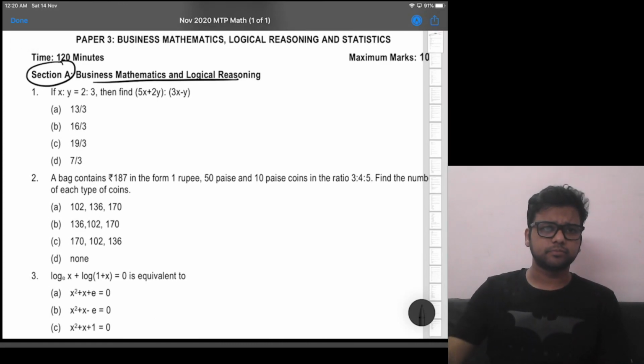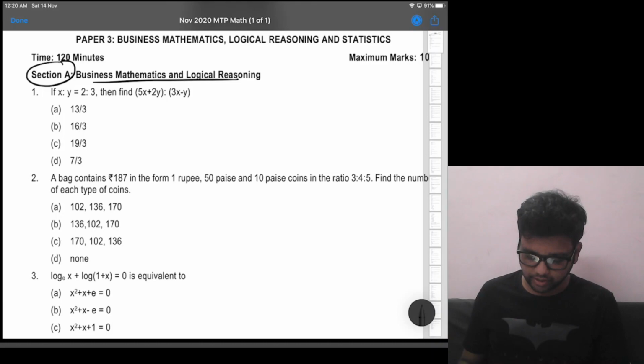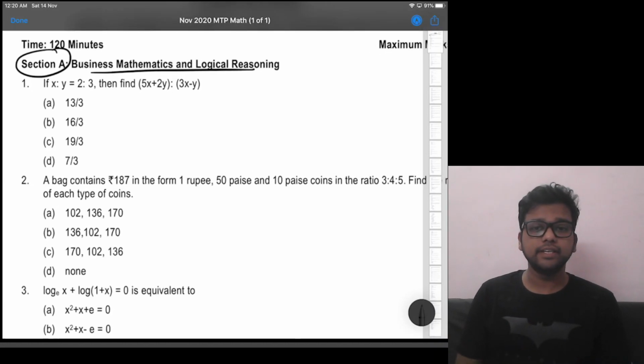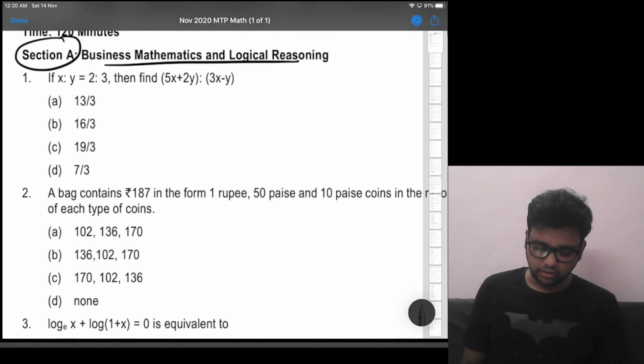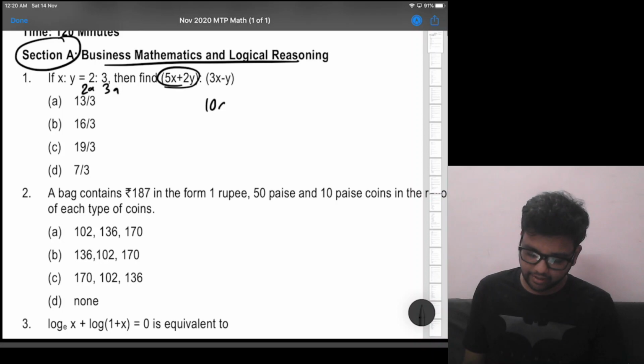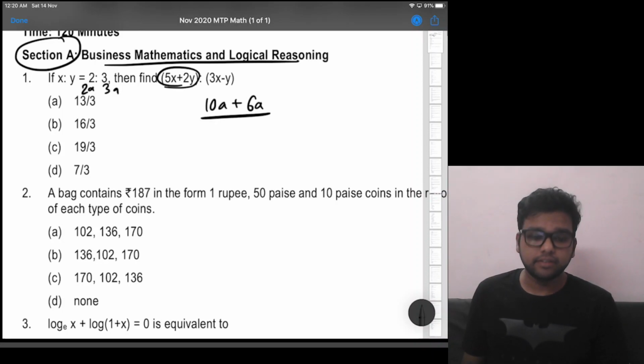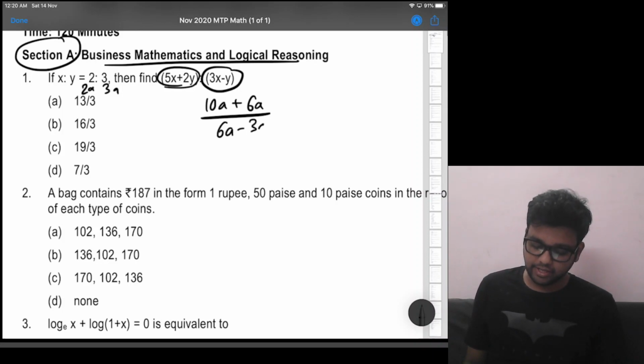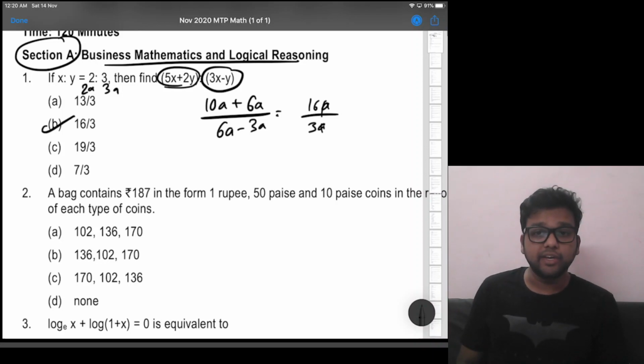Let's start with the first. If x is to y is 2 is to 3, then find 5x plus 2y is to 3x minus y. Okay, 2 is to 3, so let's assume 2a and 3a. So 5x plus 2y means 5 into 2, 10a, plus 2 into 3, 6a, is to 3x minus y, that is 6a minus 3a. So it will be 16a divided by 3a. So 16 by 3, option B is the correct answer.